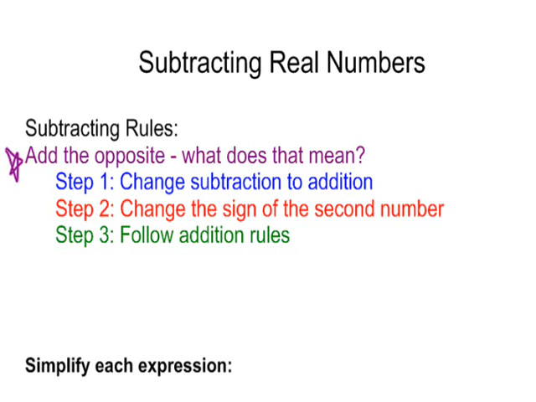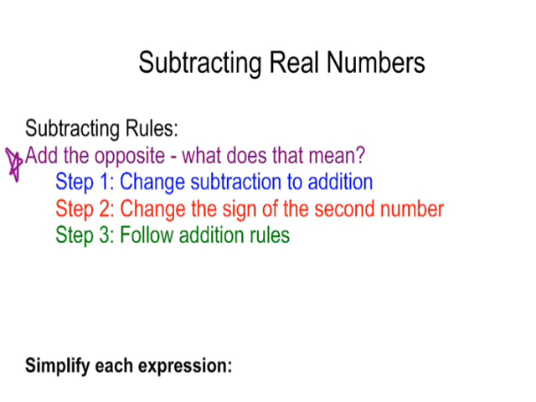We have 3 steps to follow. Step number 1, we're going to be changing the subtraction in the problem to addition. After we've done that, we'll go on to step number 2, where we change the sign of the second number. So if our second number is positive, then we're going to change it to a negative number, and vice versa. If we start out with a negative number for our second number, we're going to change it to a positive number. And then step 3, we'll just have to recall those addition rules that we did in our last video and follow those.